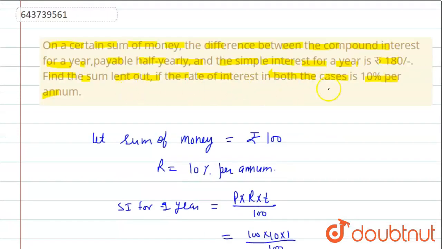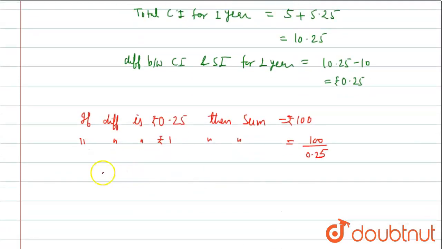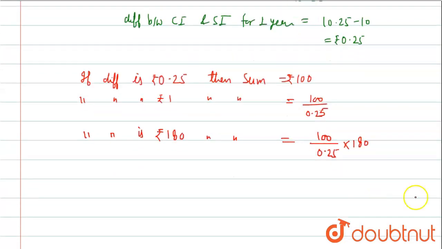If the difference is 180 rupees, then the sum will be equal to 100 by 0.25 into 180.